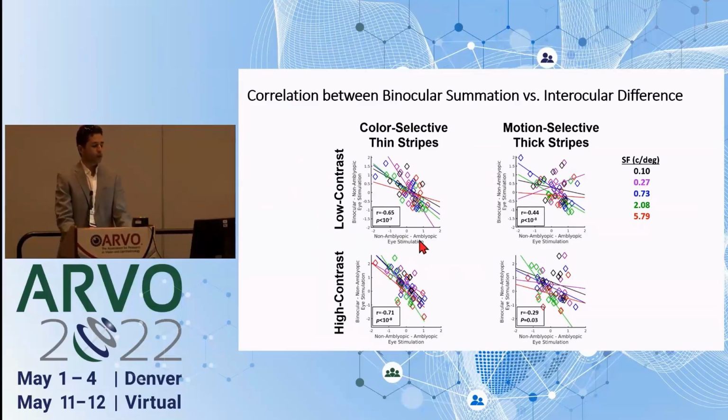The point is when you show increase in the level of difference between the two eyes, the level of binocular summation effect goes down. There is a negative correlation. This correlation is stronger in color selective ones compared to motion selective ones. In color selective ones, trend remains the same for all the spatial frequencies, not in the motion selective ones. Again, here trend remains the same. For also high contrast, in both conditions, the level of correlation is stronger in color selective versus motion selective ones.